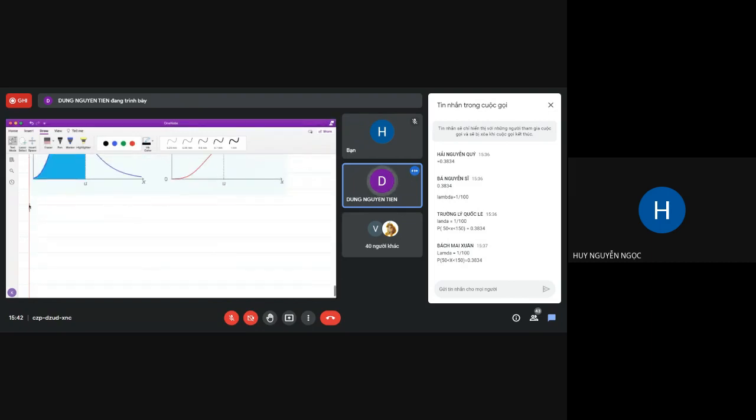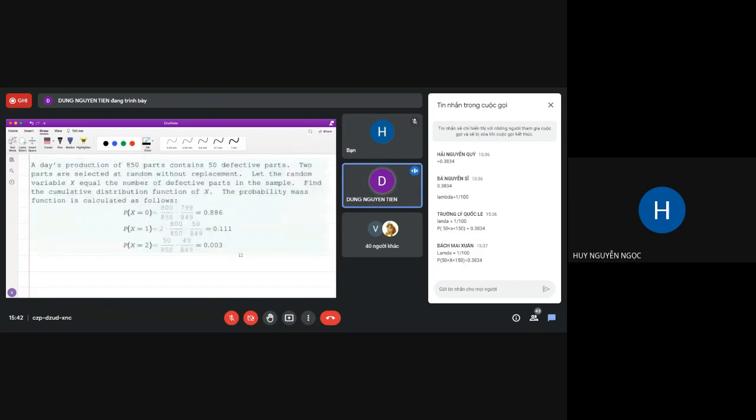We can have a look at the following example. A day's production of 850 parts contains 50 defective parts. 2 parts are selected at random without replacement. Suppose that X is the number of defective parts in the sample. Then you want to find the cumulative distribution function of X. We all know that the probabilities that X equals 0, 1, and 2 can be computed. We take it for granted that the probability that X equals 0 is 0.886, the probability that X is 1 is 0.111, and the probability that X is 2 is 0.003.